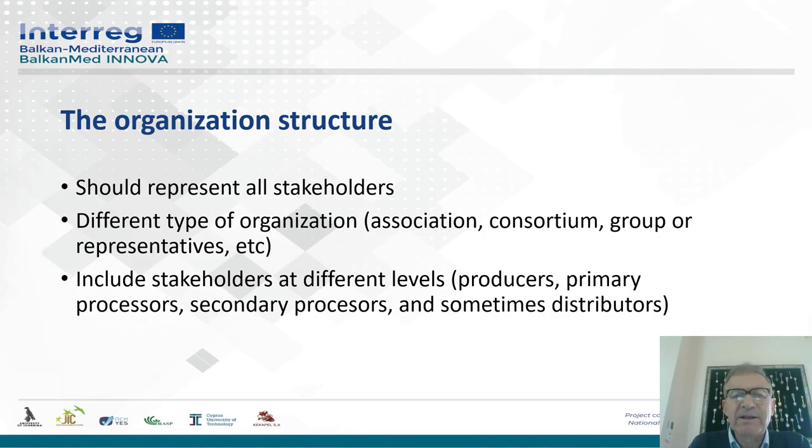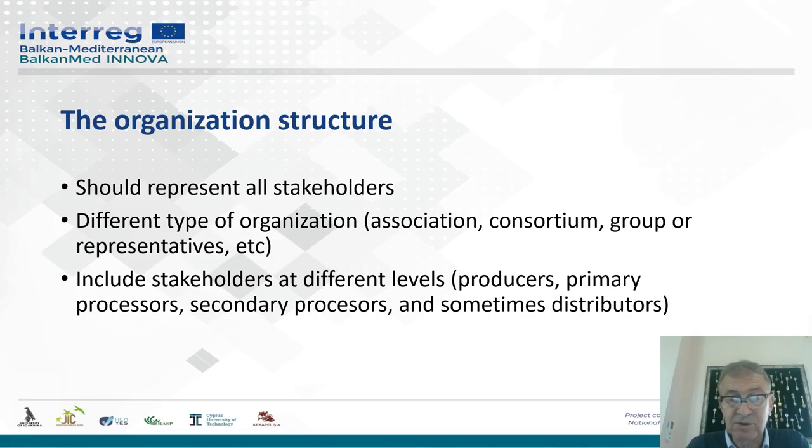So, what organization structure may we suggest? Really, we cannot suggest a fixed model, but we should apply some rules. The main rule is that the organization should represent all stakeholders. In some cases, we may have very simple organizations, where producers are only one category, such as farmers producing a product, and then a form of association is very suitable. But it could be a consortium, or a group of representatives, especially when we have different stakeholders.